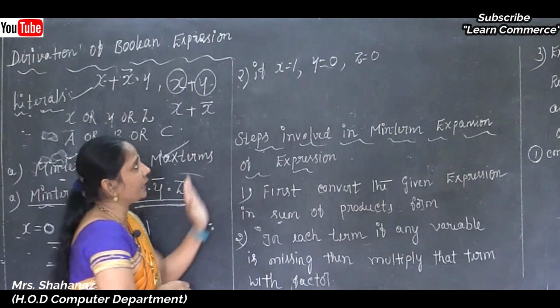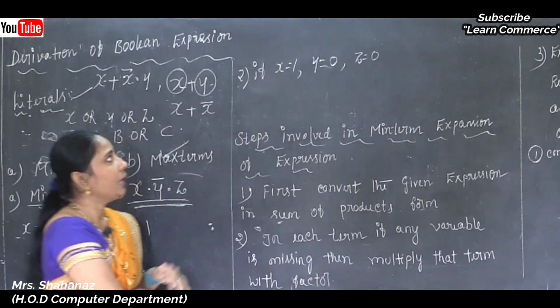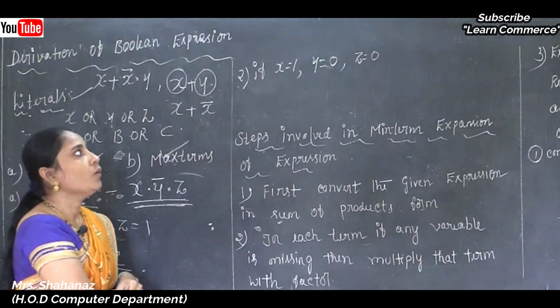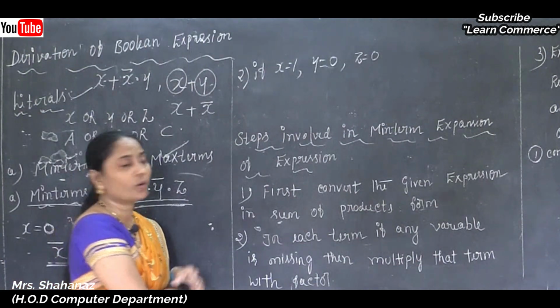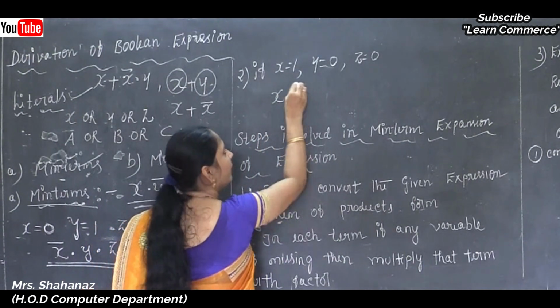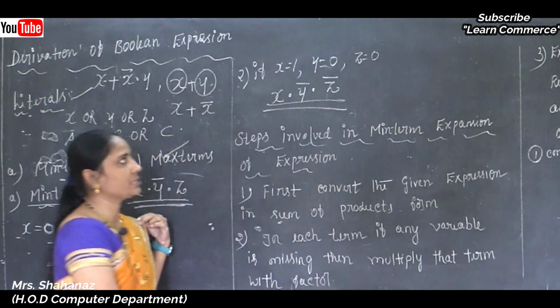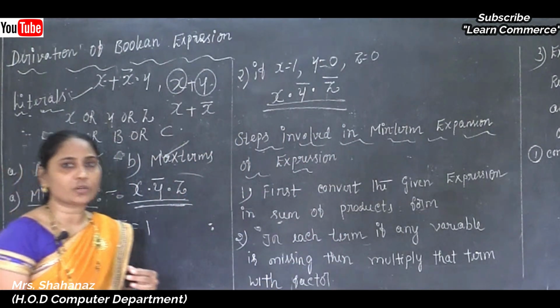Now let's see the second example for the Minterm. How to find out the Minterm? If x value is equal to 1, y is equal to 0, z is equal to 0, then the Minterm will be x and complement of y and complement of z. Clear? So this is the answer of the Minterm.